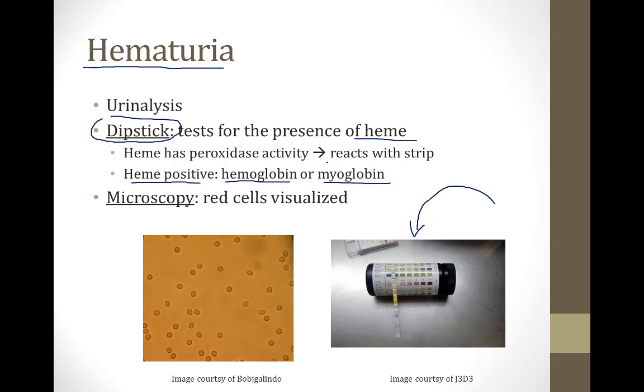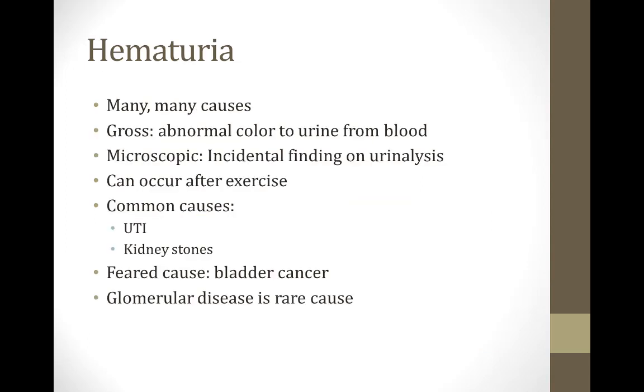However, it can also be positive in rhabdomyolysis when there is myoglobin in the urine. The second way to detect red cells in the urine is by microscopy. This involves taking a sample of urine and looking at it under the microscope, and red blood cells can be directly visualized. Now, hematuria has many causes, and in fact, glomerular diseases are incredibly rare.